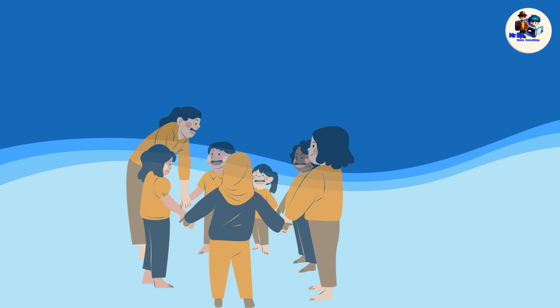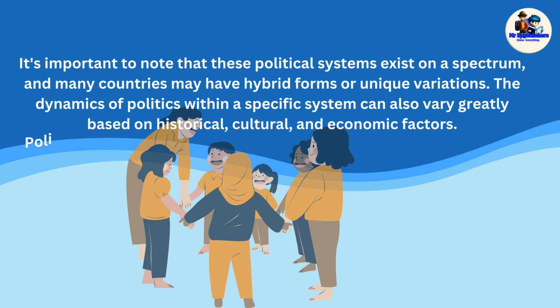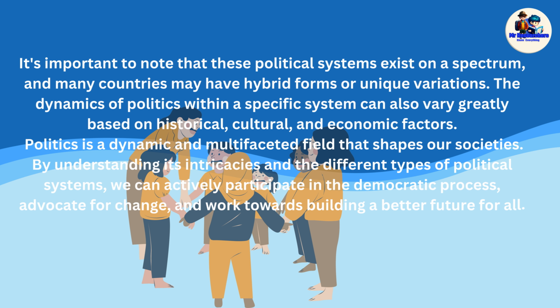It's important to note that these political systems exist on a spectrum, and many countries may have hybrid forms or unique variations. The dynamics of politics within a specific system can also vary greatly based on historical, cultural, and economic factors. Politics is a dynamic and multifaceted field that shapes our societies. By understanding its intricacies and the different types of political systems, we can actively participate in the democratic process, advocate for change, and work towards building a better future for all.